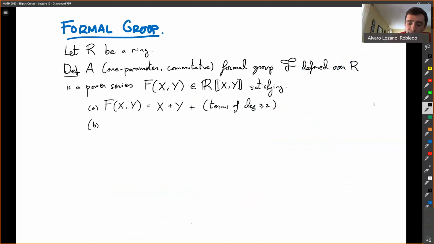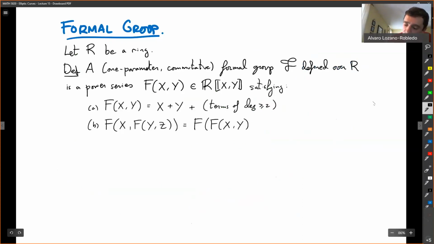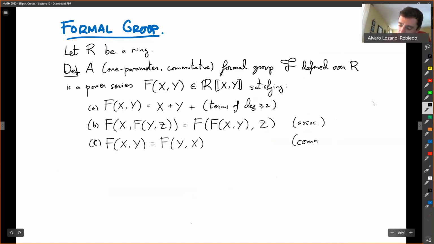Okay. B, we want it to be associative. So if I add first y and z and then add x, it is the same as if I first add x and y and then add z. So this is associativity. I did define it to be an abelian formal group, so I do want it to be abelian. So F(x, y) should be the same as F(y, x). It's commutative.